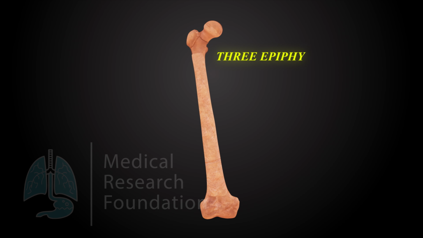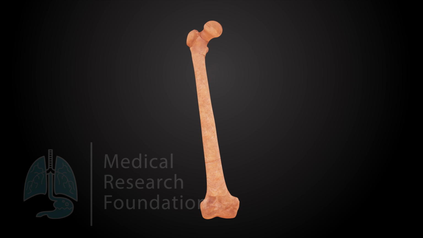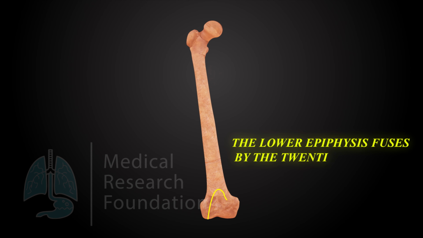There are 3 epiphyses at the upper end and 1 epiphysis at the lower end. The upper epiphyses, lesser trochanter, greater trochanter, and head, in that order, fuse with the shaft at about 18 years. The lower epiphysis fuses by the 20th year.